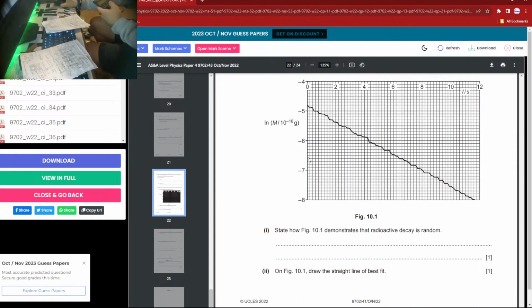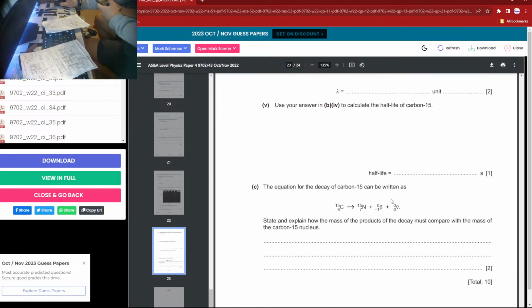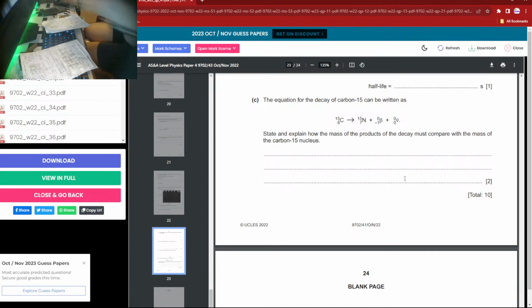Let's just verify that. 2.52 seconds. Yeah, probably not. That's the mass. Okay, sorry, we can't verify that. So C, next, they explain how the mass of the products of decay must compare with the mass of the carbon-15 nucleus. This one I'm not really that sure.